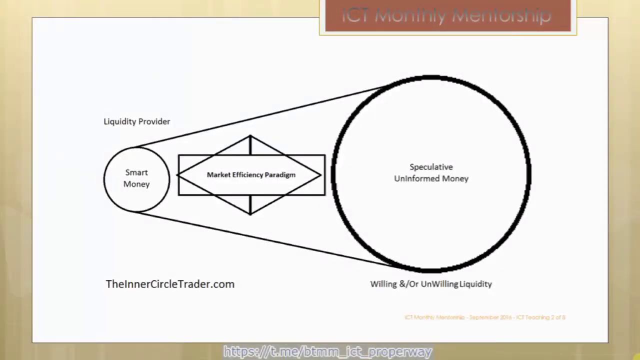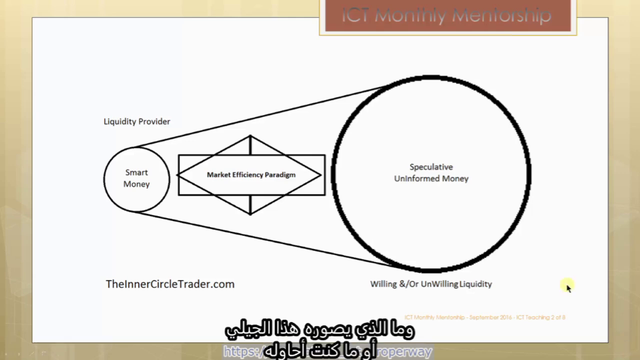Okay, folks, we are in the second teaching of a series of 8 for the month of September 2016. And you've seen this before, but I just want to bring this up to you one more time. This is the market efficiency paradigm.